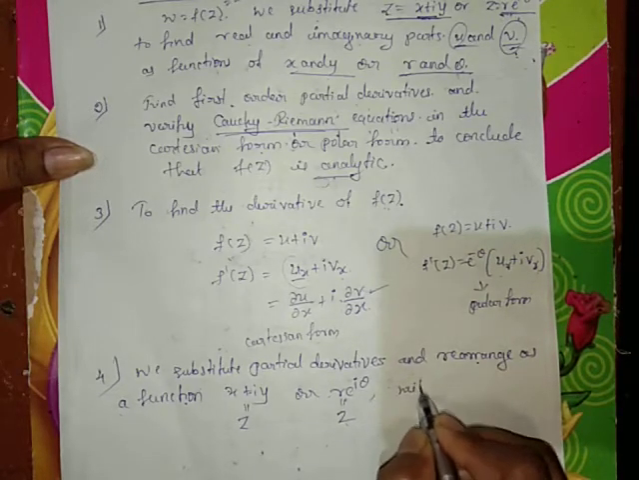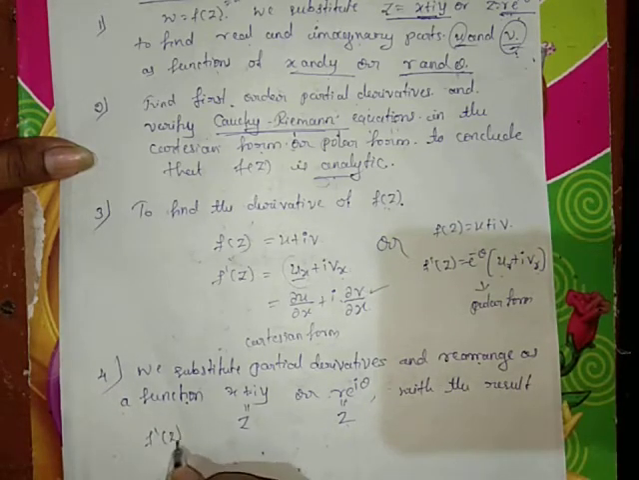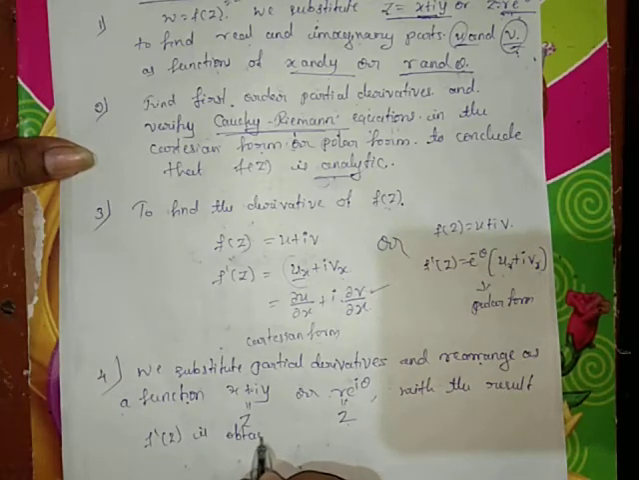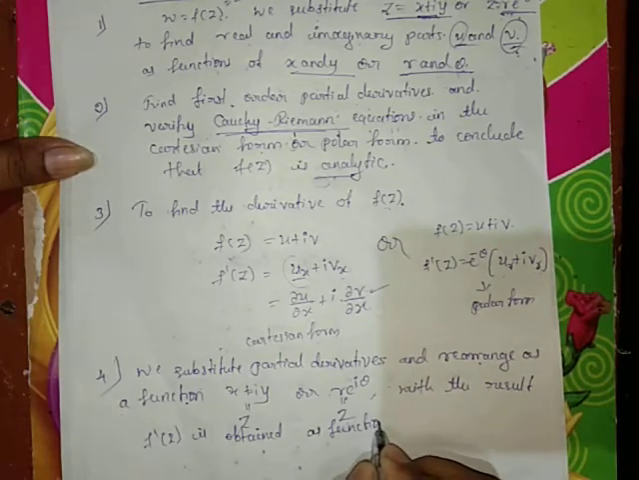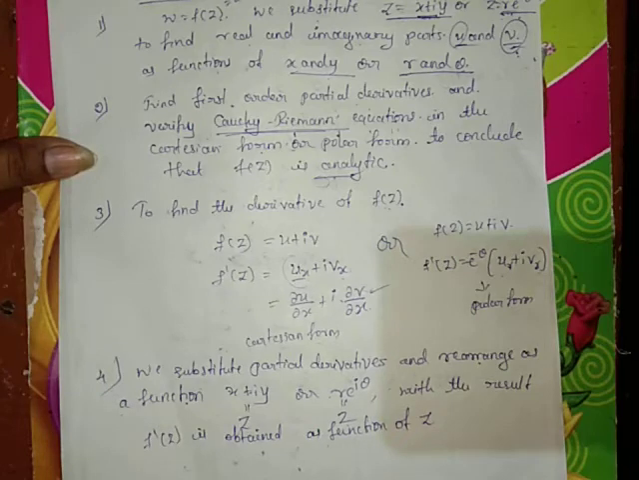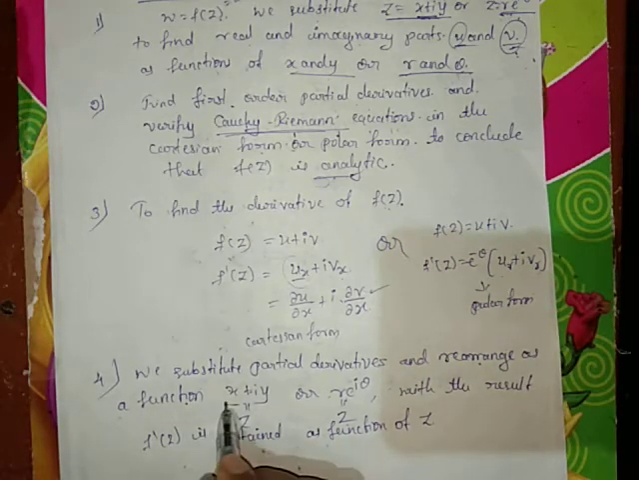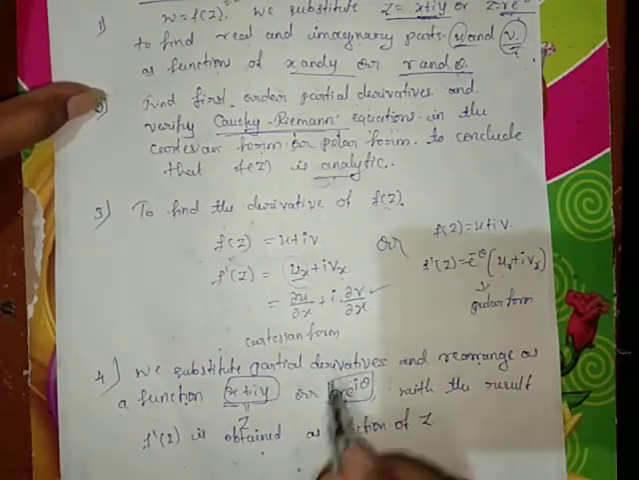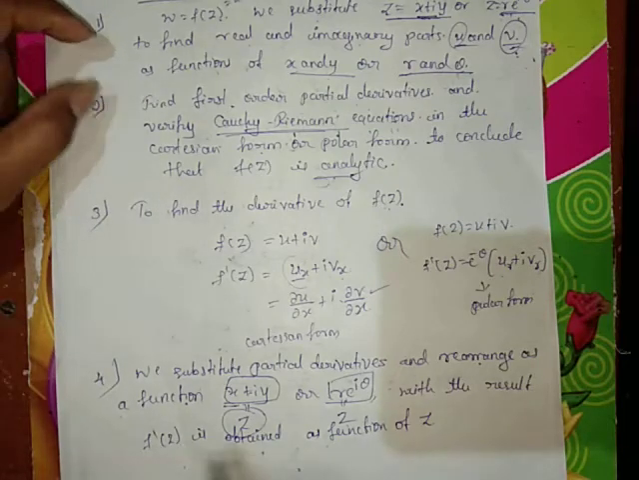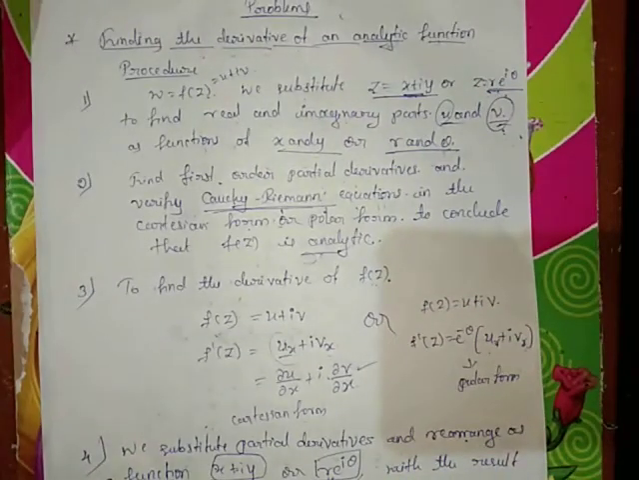With this result, f dash of z is obtained. With this result we get f dash of z as a function of z. Don't get confused in the fourth step. After substituting the partial derivatives, we have to arrange the terms as a function of x plus iy or as a function of r into e raised to i theta to make a resubstitution of z, because to get f dash of z in terms of the function z here. So we'll get a clear idea when we solve the example here.